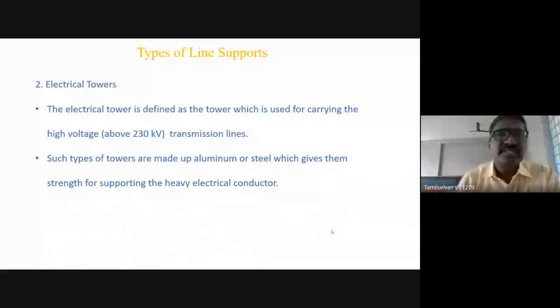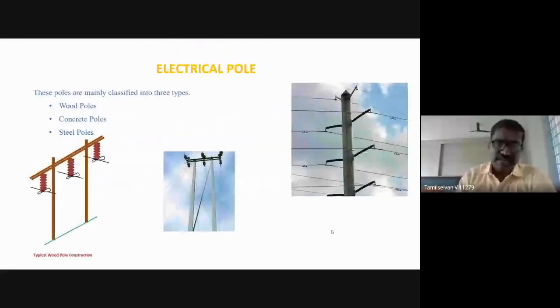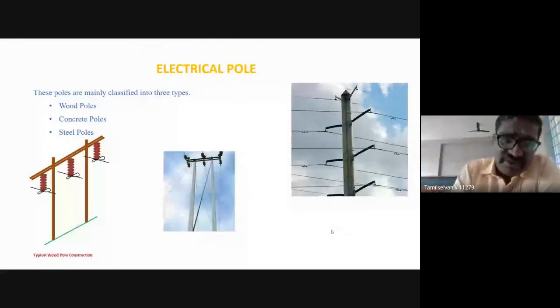Based on that, we classify towers as single circuit towers, double circuit towers, or multi circuit towers. We'll see each and every type individually. When it comes to your electric pole, I told you we'll be using three types of poles. One is wood poles, second is concrete poles, and third is steel poles.